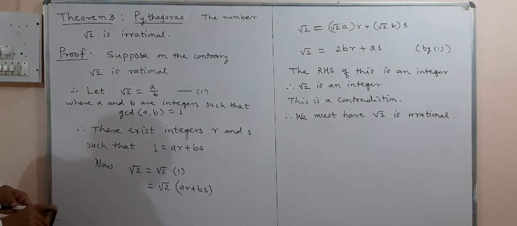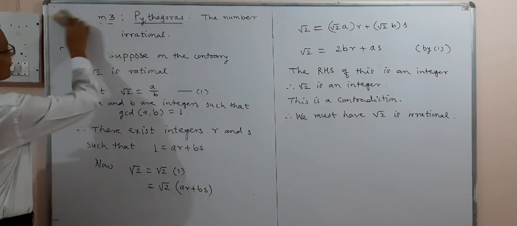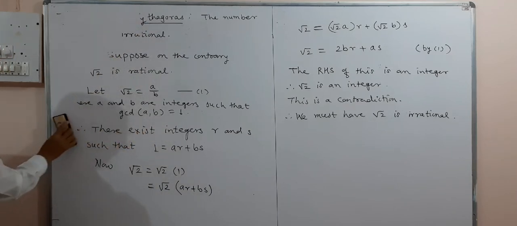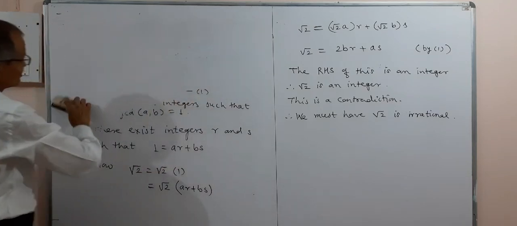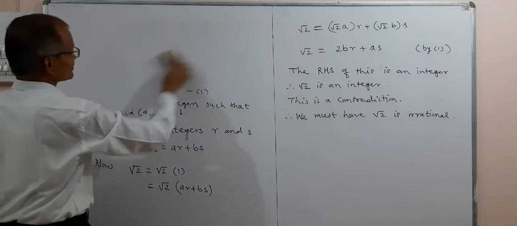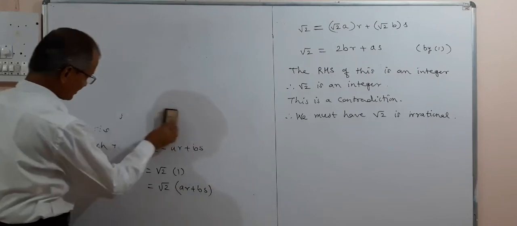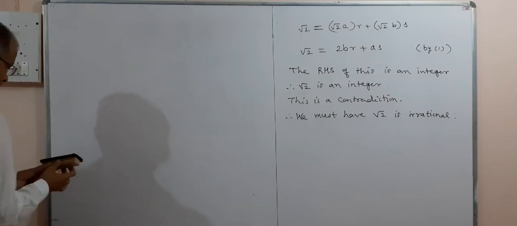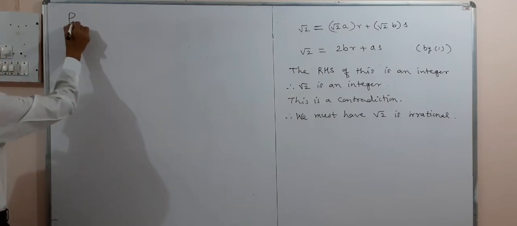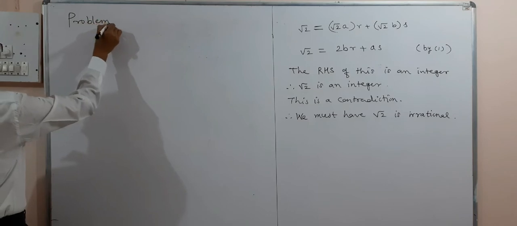So thus it is a simple result. The number root 2 is irrational, proved with the help of this greatest common divisor is 1. And this is about the theorems from this chapter. Now we shall consider an example. Now see, it is from the problem set.